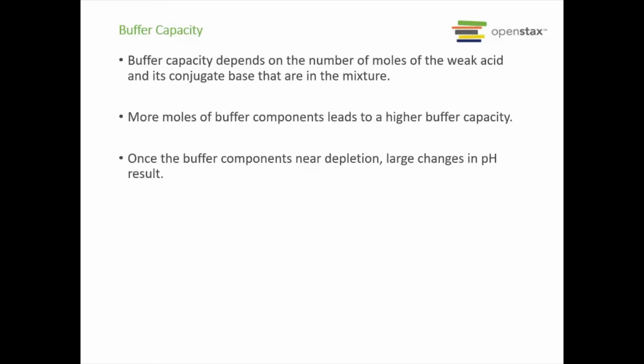So it's going to depend on the number of moles of the weak acid and its conjugate base that are in the mixture. If you have more moles of the buffer components, you have a higher buffer capacity. Once, though, it nears completion, then you start seeing large changes in the pH.